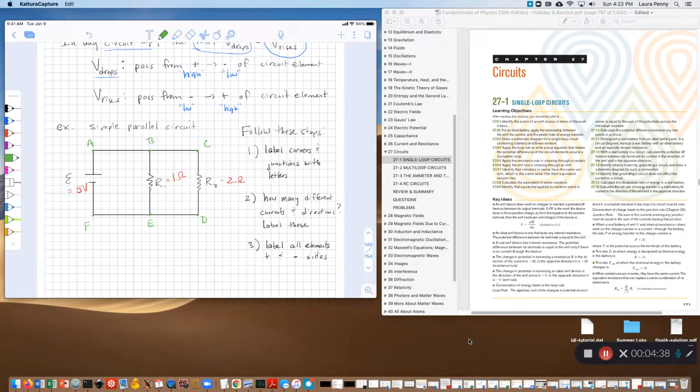Then I look at my circuit and I say, all right, how many currents are there here? So let's look at our source here. This is my battery source. So current's going to come out there.